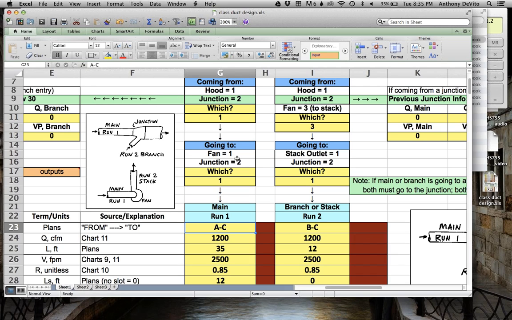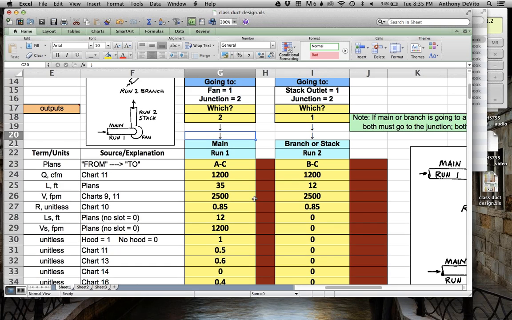And then the second column would be just the continuation from the suction of the fan up the stack. Okay, if we're going directly to the fan, we put 1 in here. If we're going to a junction, we put 2. So we're going to put 2, going to a junction.